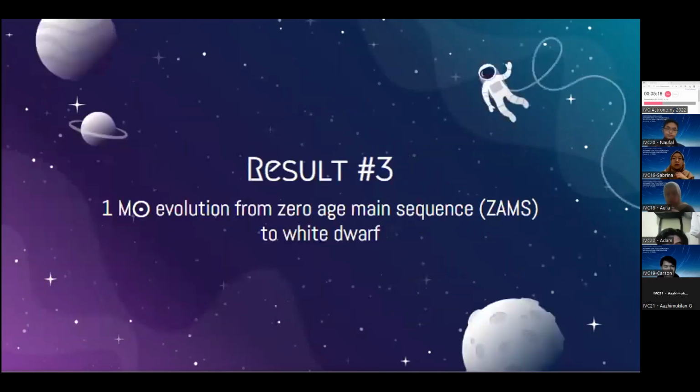I'll pass this to Sabrina. Okay, the next part is the result when we calculate one solar mass from zero-age main sequence to white dwarf. We can say that this is the bigger picture from the two parts before.